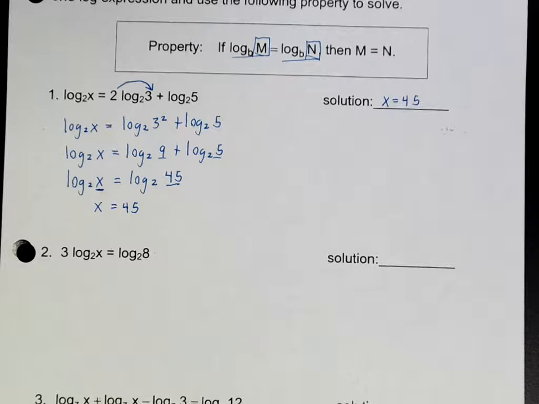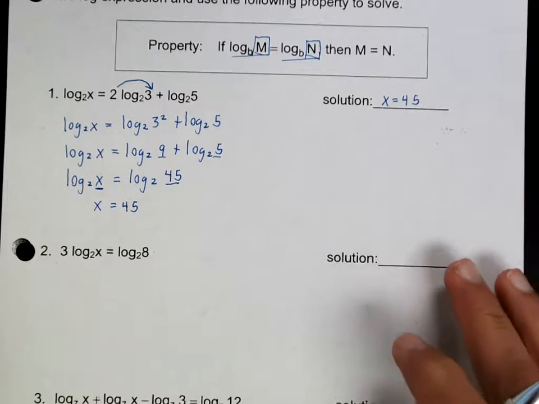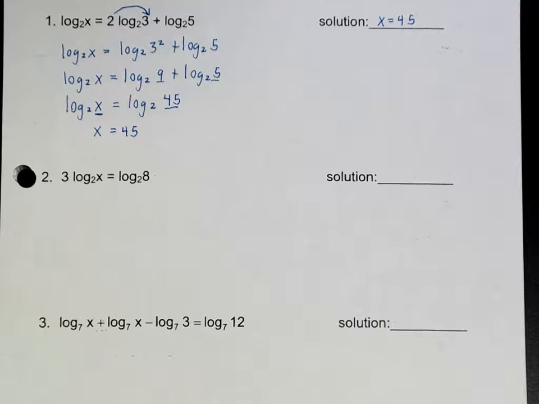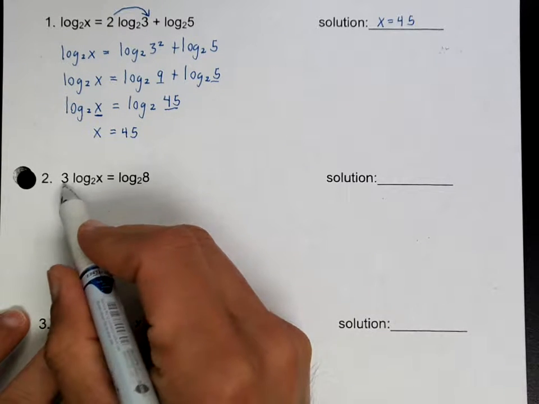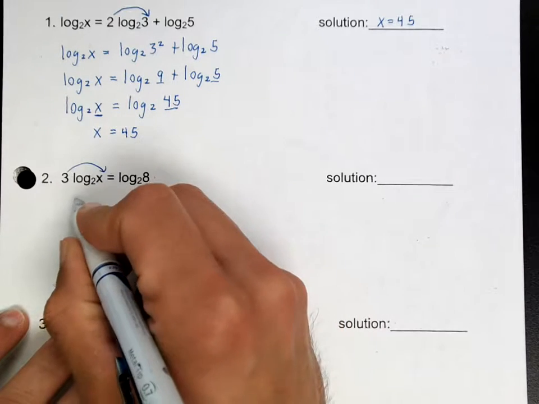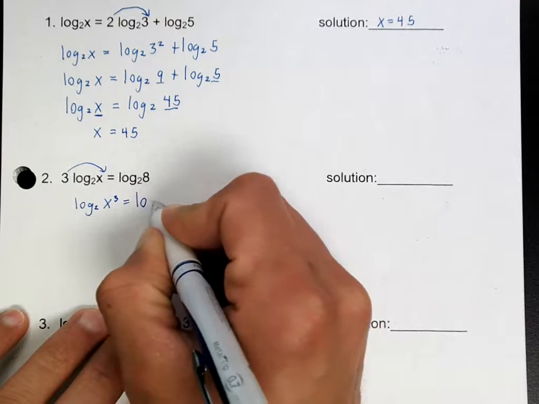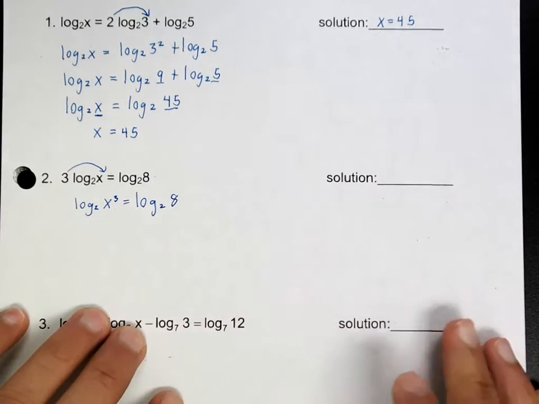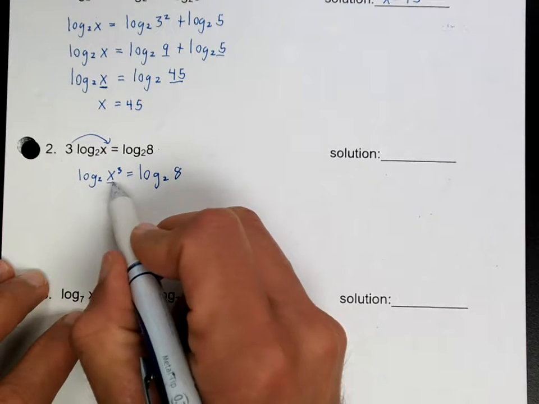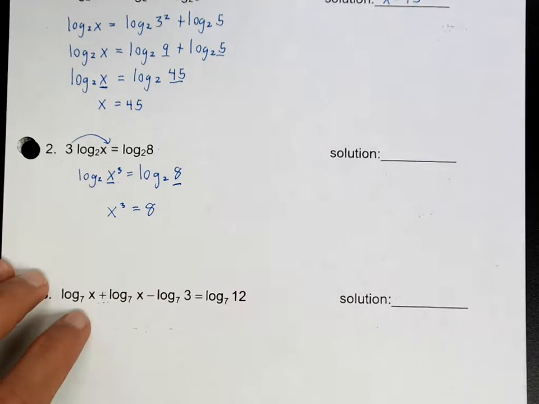So again, remember, you're trying to condense each logarithm on each side. On example number 2, same idea. On this one, remember, you cannot have a number in front of the logarithm. You want to condense this, so I'm going to bring this up as a power. So this is going to be log base 2 of x cubed is equal to log base 2 of 8. And then once there, I'm going to set the inside of each logarithm equal to one another. So I have x cubed is equal to 8, and then I solve for that.